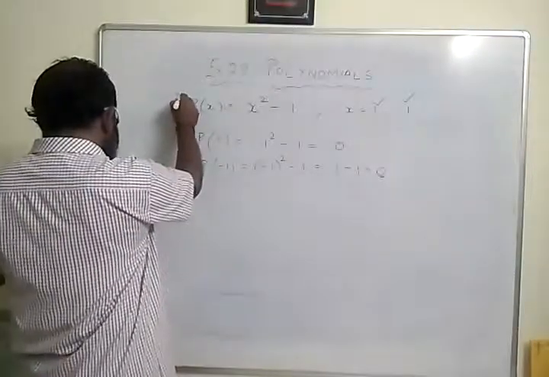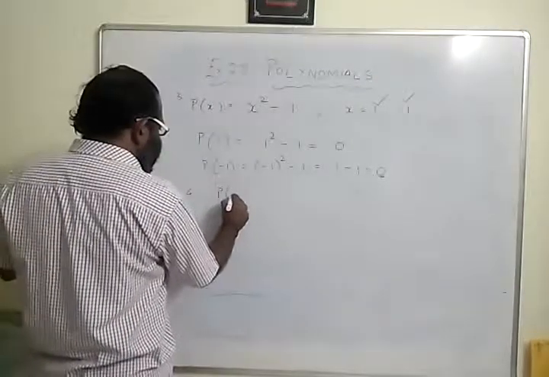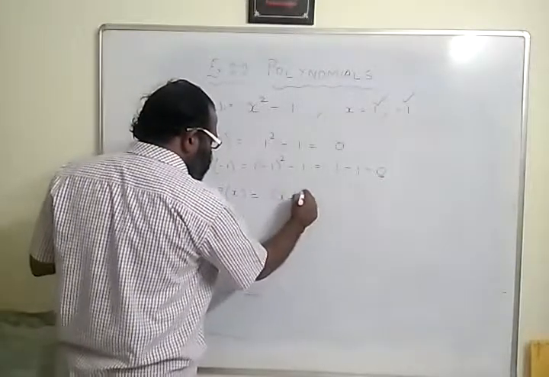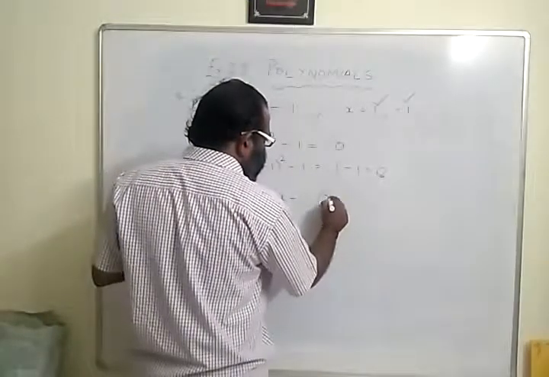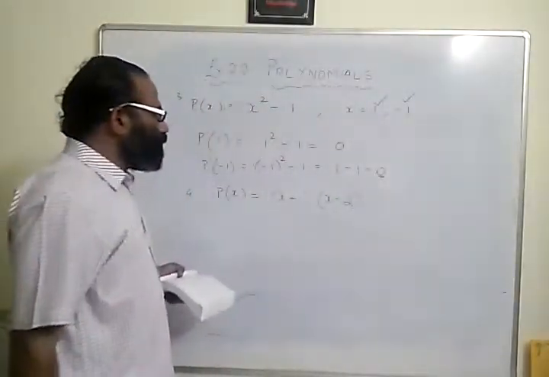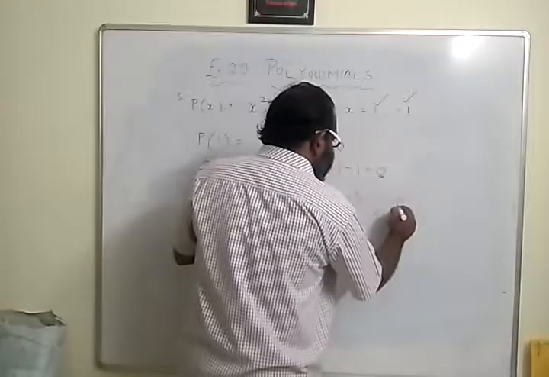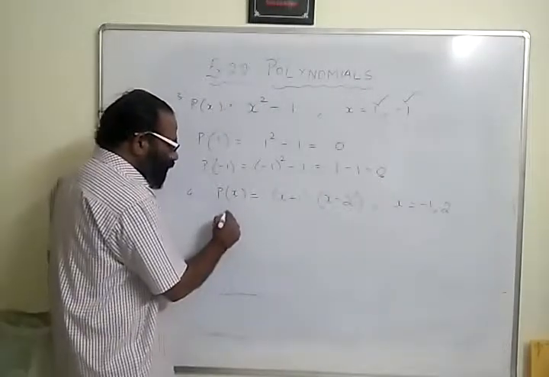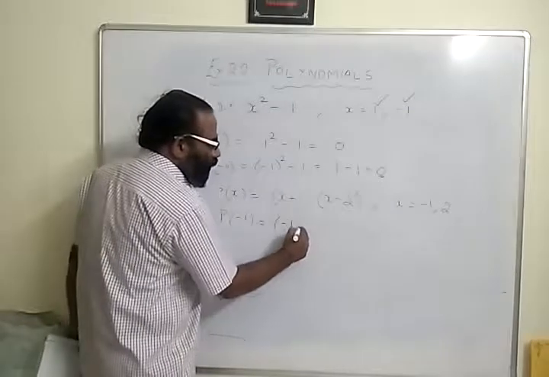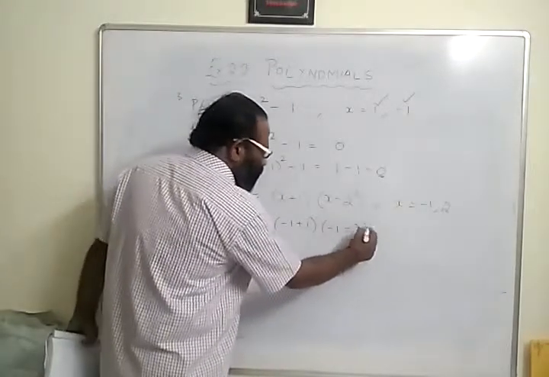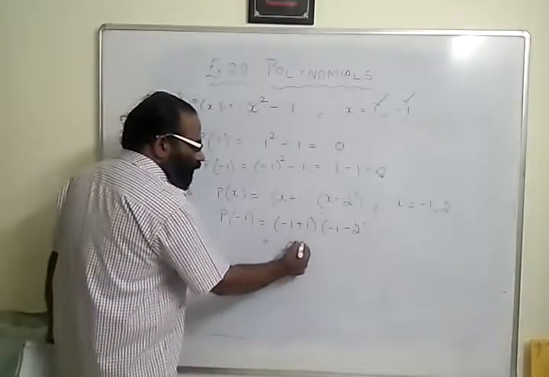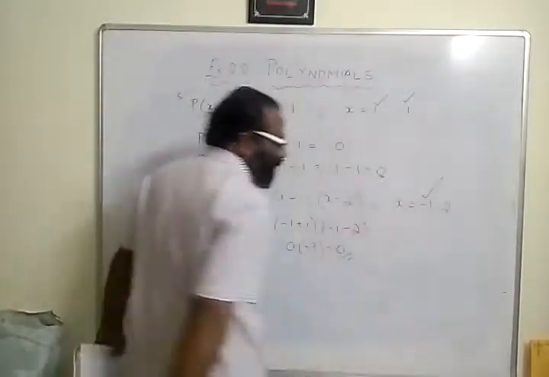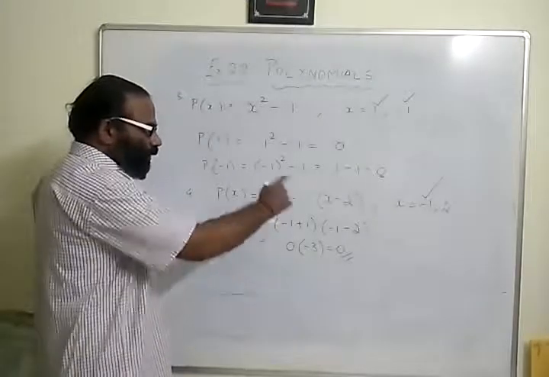Now the next question, this is the third one. The fourth one is P of x equals x plus 1 into x minus 2, and values of x are minus 1 and 2. So let me substitute this. P of minus 1 equals minus 1 plus 1 into minus 1 minus 2. So minus 1 plus 1 becomes 0. So 0 into minus 3, this is equal to 0. So x is equal to minus 1, this is a zero of the polynomial. So minus 1 is a zero of the polynomial.